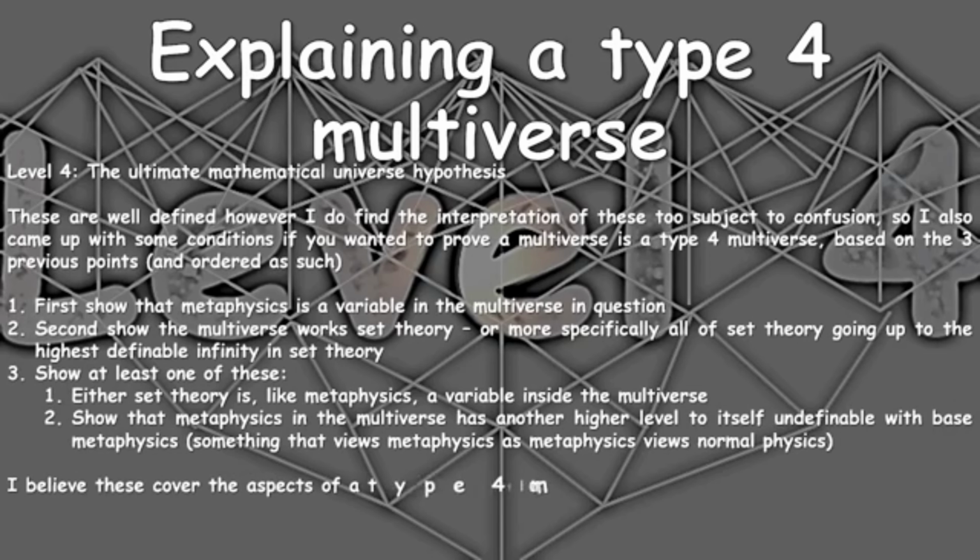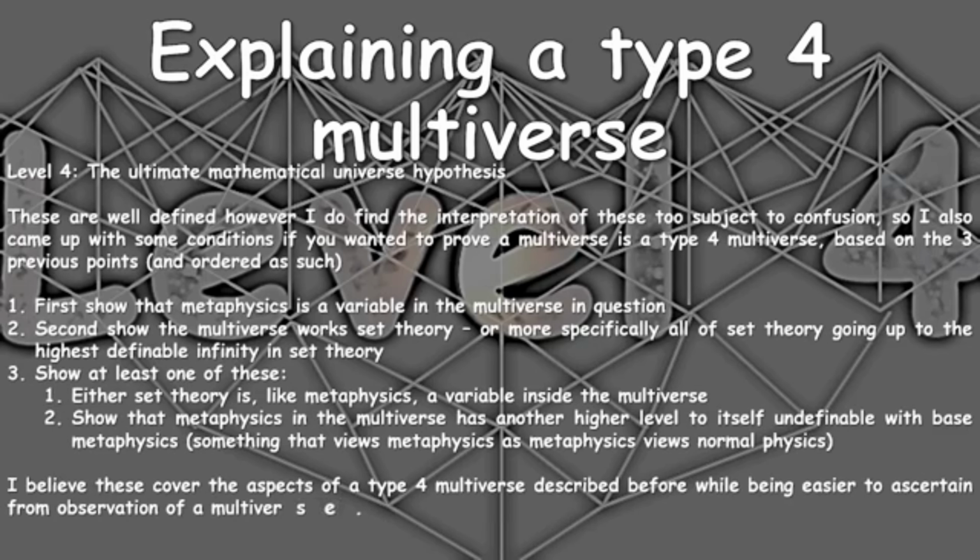I believe these cover the aspects of a type 4 multiverse and make it easier to ascertain from observation of a multiverse. So you'd be able to find a multiverse and call it a type 4 more easily based off these assumptions than the ones outlined by Tegmark.